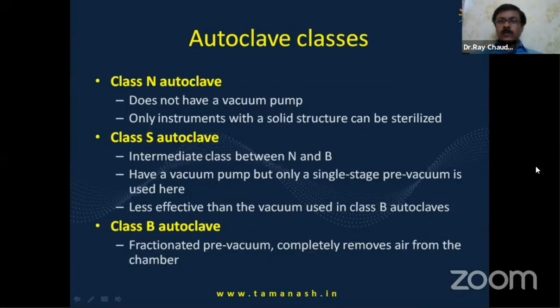So the next classification of autoclave is according to class N or normal autoclave. Class S is in between N and B, and class B is the one that is supposed to be used in ophthalmology or medical setups. And these have a pre-vacuum and completely remove air from the chamber. So we will be talking mostly with reference to class B autoclaves only.